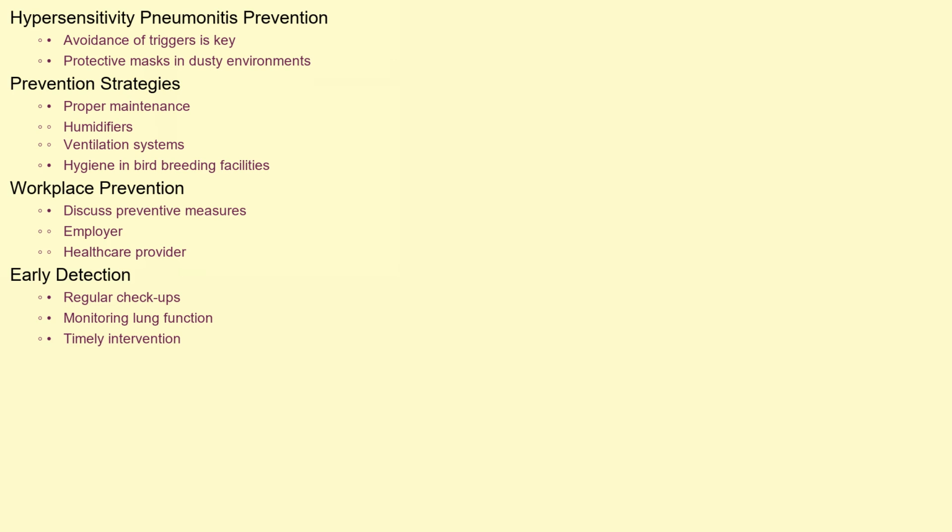Prevention is key to managing hypersensitivity pneumonitis. The best way to prevent HP is to avoid exposure to known triggers. This may involve wearing protective masks in dusty environments, properly maintaining humidifiers and ventilation systems, and implementing appropriate hygiene practices in bird breeding facilities. If you work in an environment with potential triggers, it's important to discuss preventive measures with your employer and healthcare provider. Regular check-ups and monitoring of lung function can help detect early signs of HP and allow for timely intervention.